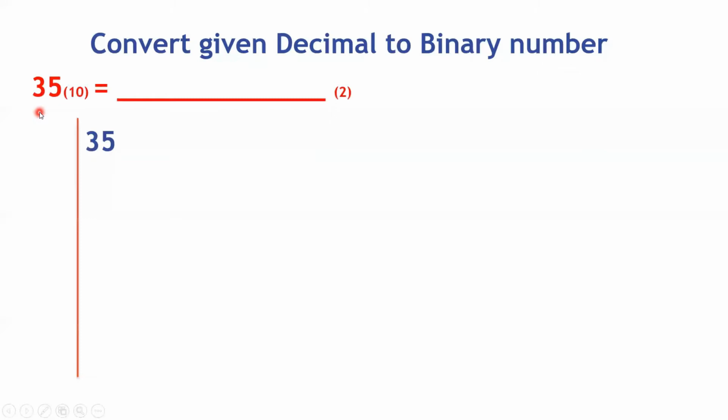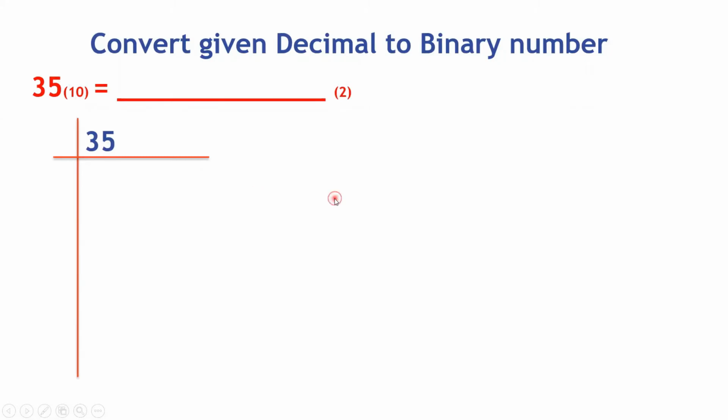Let us take 35 as an example, in the decimal number system. You are supposed to convert it to the binary number system. As I said just now, the respective base is 2, so we are supposed to divide it by 2.